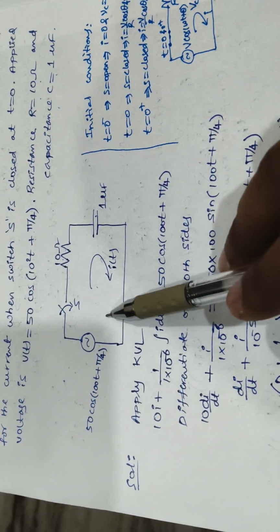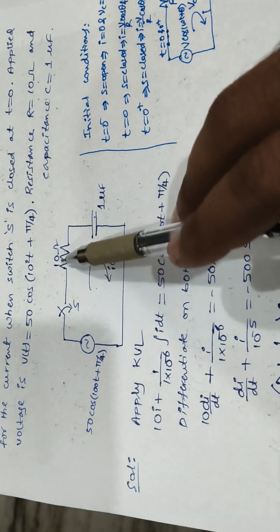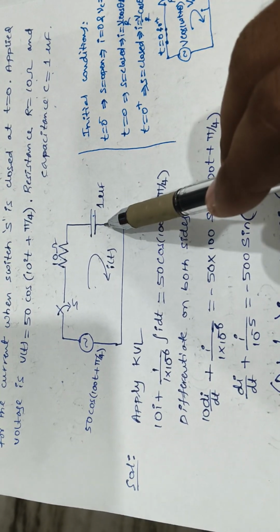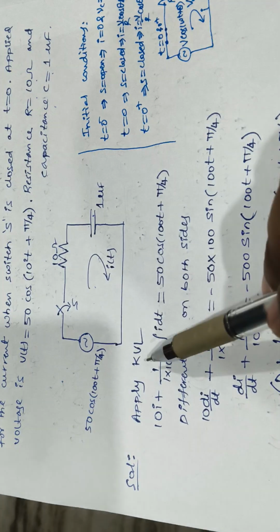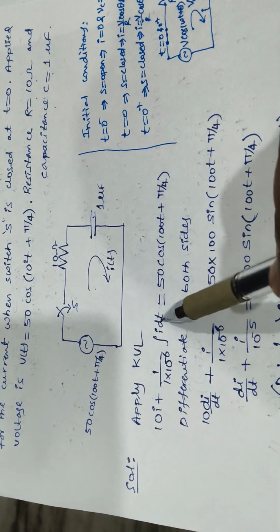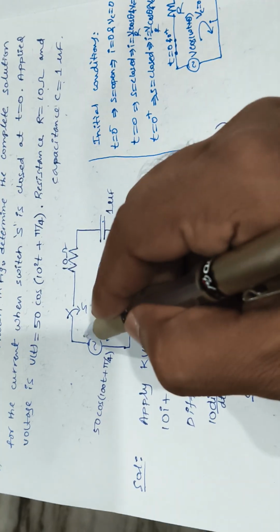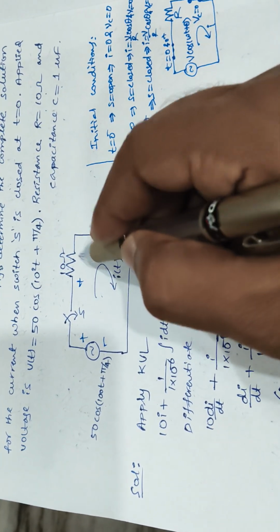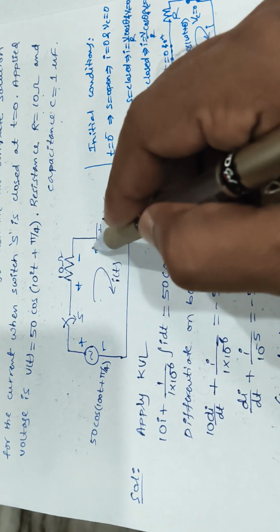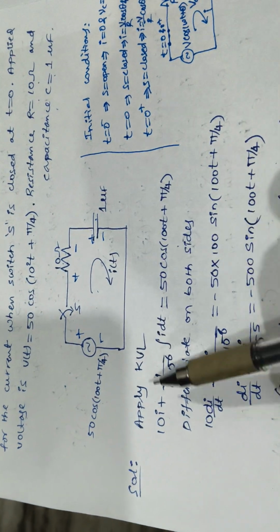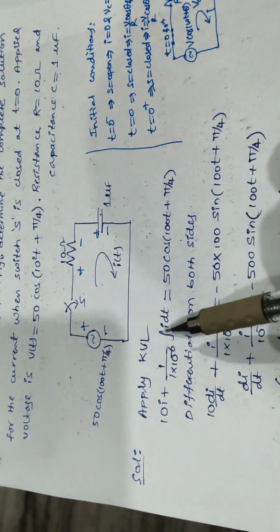At t equal to 0, if you apply KVL, R into I, that is 10 into I, plus 1 by C integral I dt, the voltage across the capacitance, is equal to the supply voltage. If you apply KVL, supply voltage is equal to the drops across the individual elements.